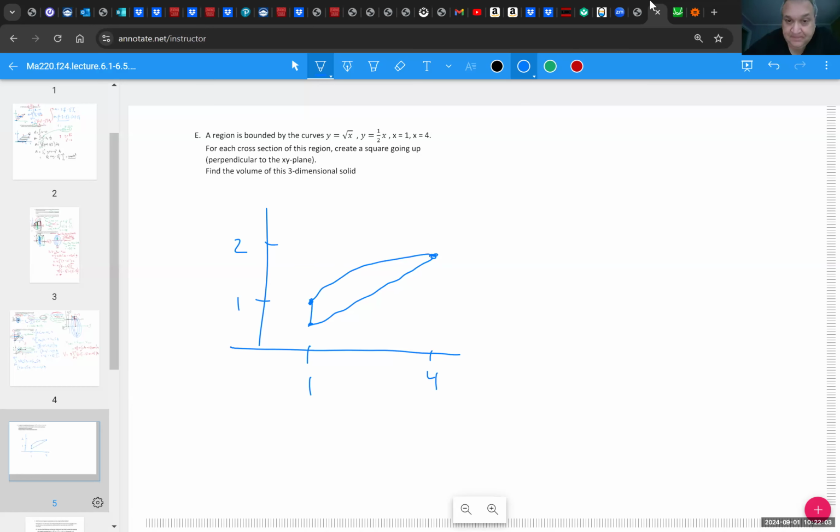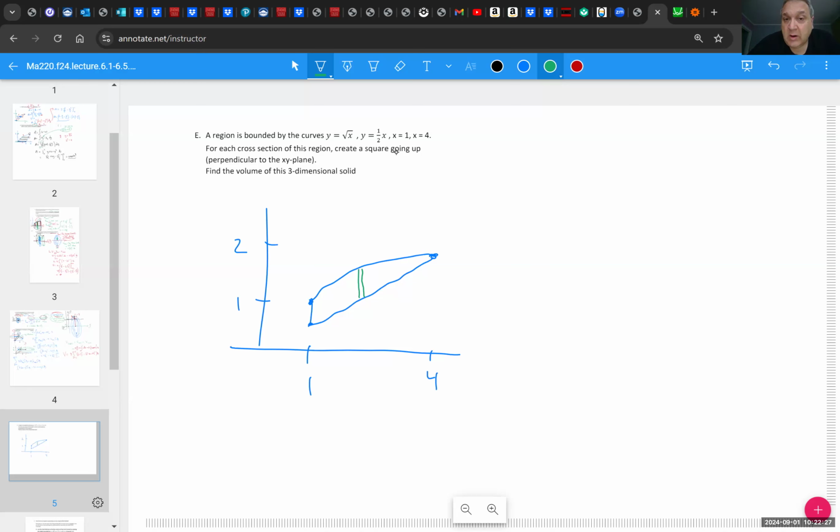So that's my region. Now, for this problem, I'm going to read out the rest of the problem, but note, I am not revolving it around the x-axis or the y-axis or any kind of axis. I'm taking this region, I'm doing something very different with it. So let me see what I said here. For each cross section of this region, so let me draw a cross section here. Let's do vertical. It makes it easier.